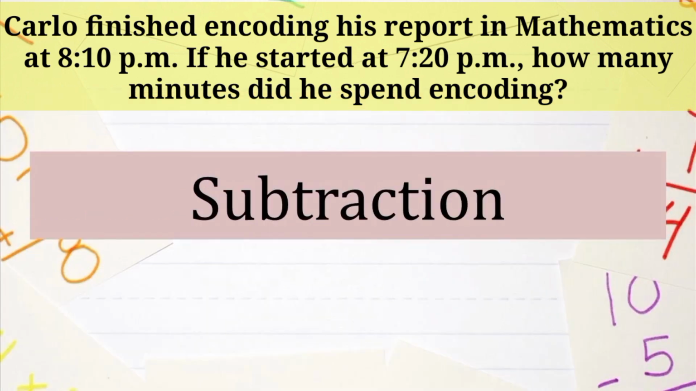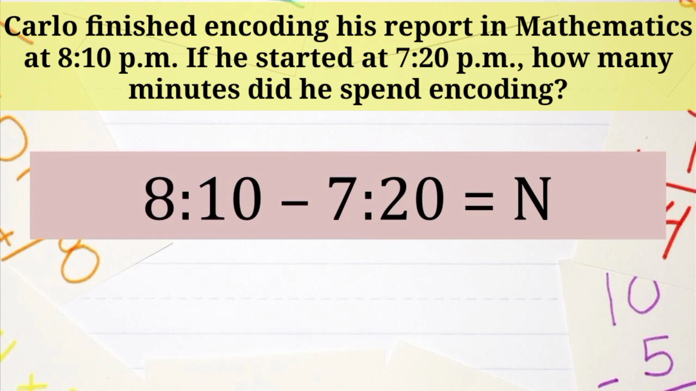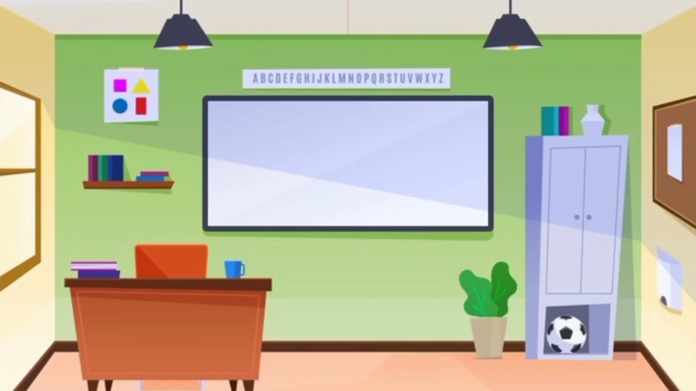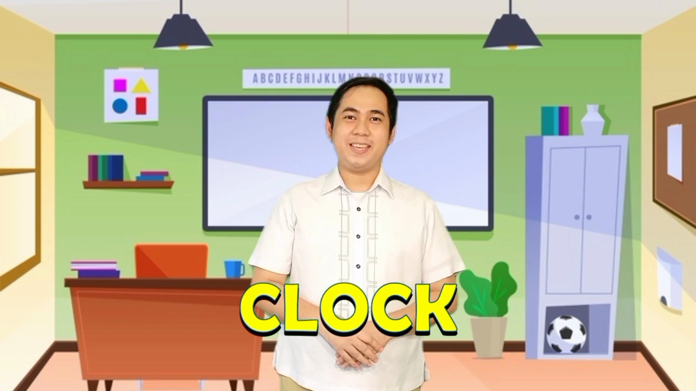Very good! Subtraction. Now, let us write the number sentence. 8:10 minus 7:20 is equal to n, or the answer. Let us use different ways to solve the problem. First is by using the clock.